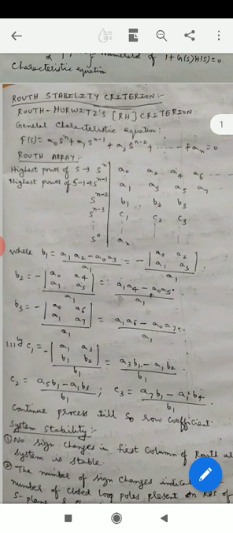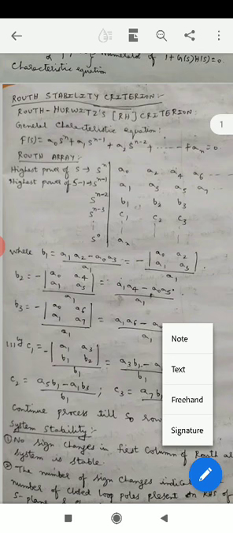So a0 is the coefficient of s power n, a1 is the coefficient of s power n minus 1, and a2 is the coefficient of s power n minus 2, and so on. An is the coefficient of s power 0.